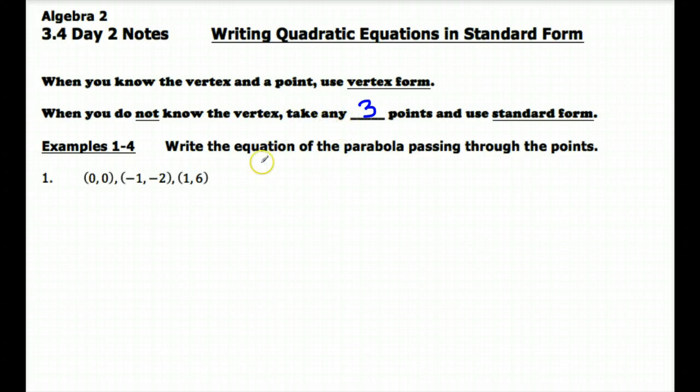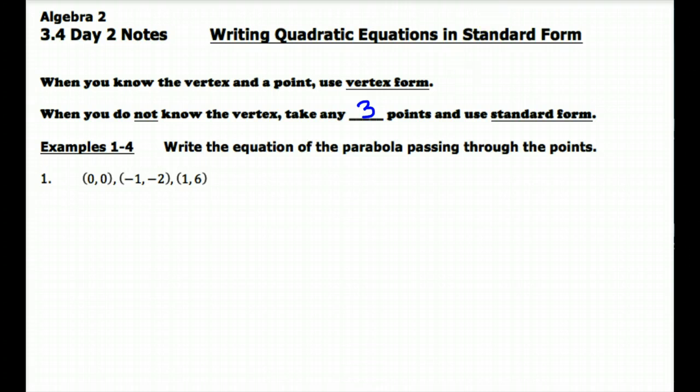So in each of these examples, I've given you 3 points on a parabola. None of them are the vertex. They're just 3 points that are on the parabola, and we are going to write these equations in standard form using those 3 points. You are going to want your graphing calculator to do this, so if you don't have your graphing calculator, go ahead and click pause, go grab it, and then come back and click play.